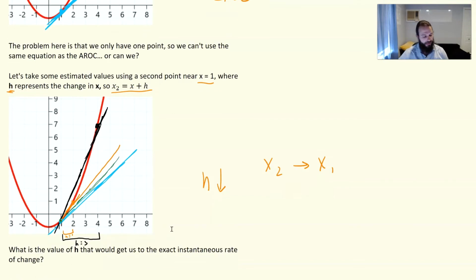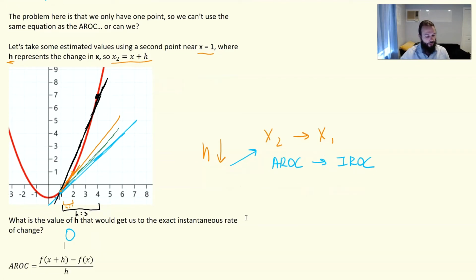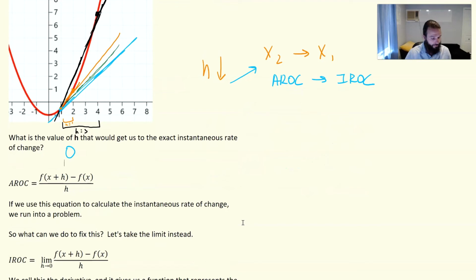So the question fundamentally is, what is the value of h that would get us to the exact instantaneous rate of change, or the slope of the tangent line? If we know that as h decreases, then x2 gets closer to x1, and the average rate of change becomes closer to the instantaneous rate of change. Well, the only exact value of h that would get us to the exact instantaneous rate of change is 0. If we rework the average rate of change equation, this bottom part here would be x plus h minus x, which is just h, which is why I didn't put that in there in the first place.